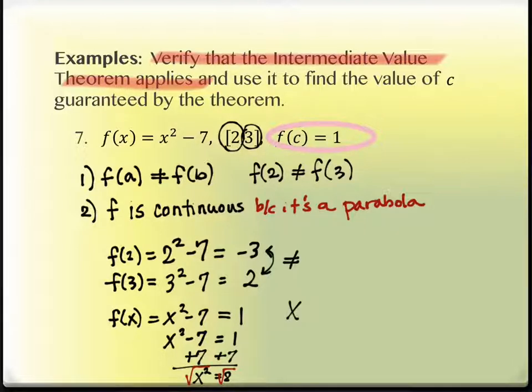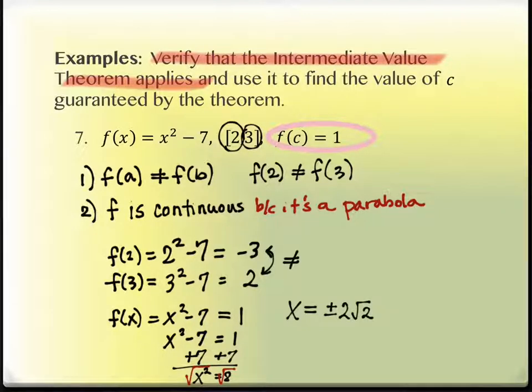So this actually gives me 2 values. Why? Yeah, square roots give me plus and minus, right? I get positives and negatives. So I actually get two values from solving this. And how can I simplify the square root of 8? 2 square roots of 2. Good, 2 square roots of 2.